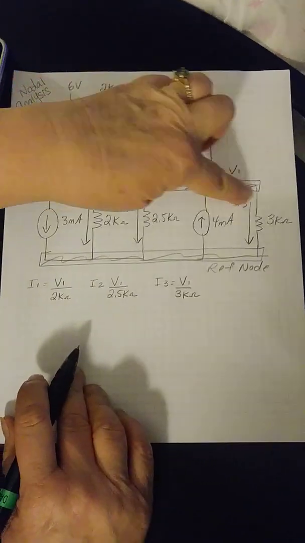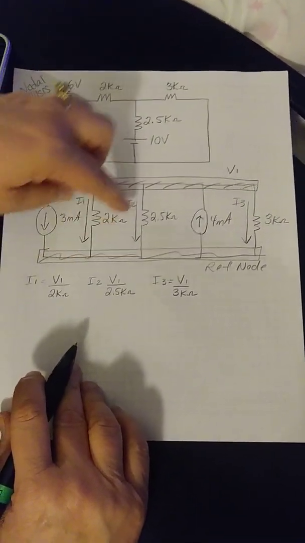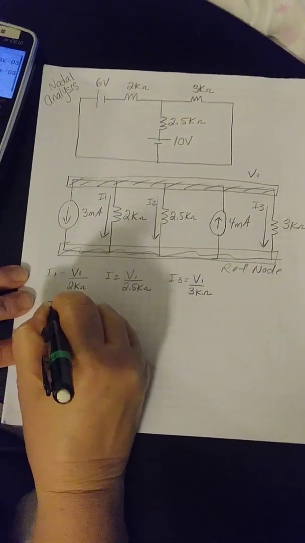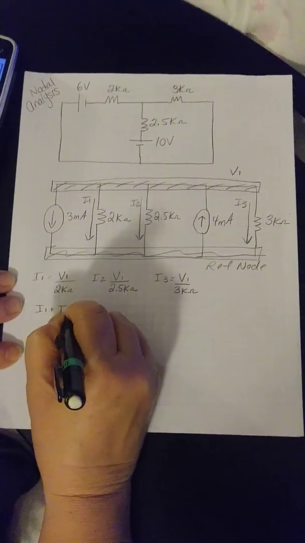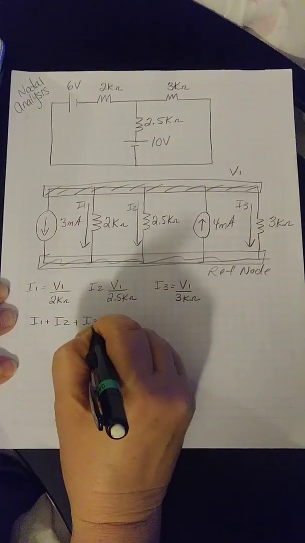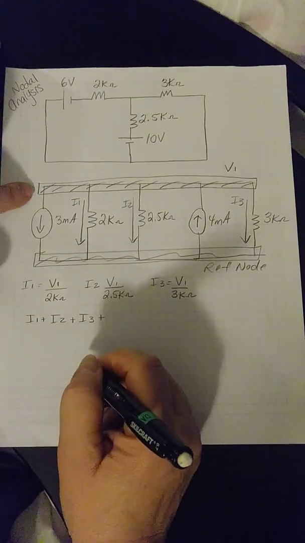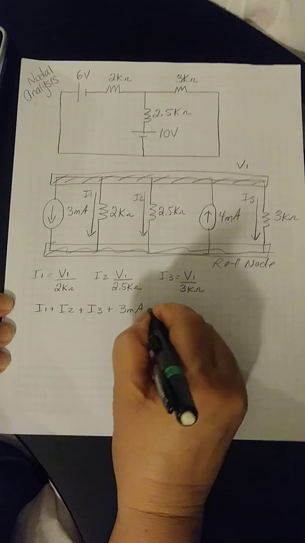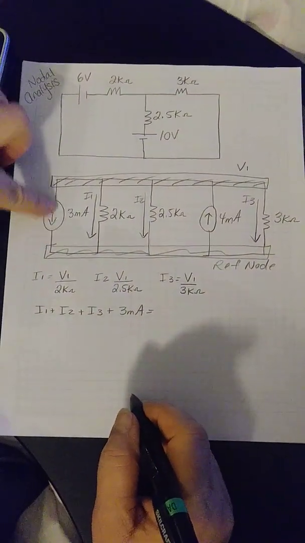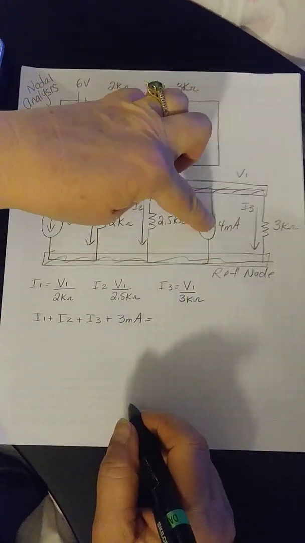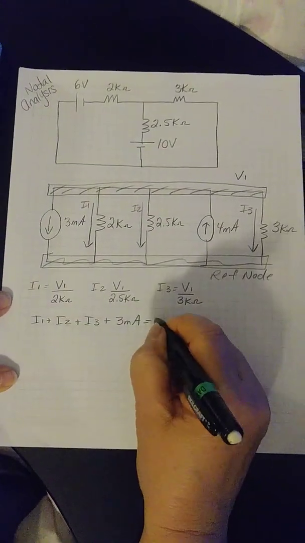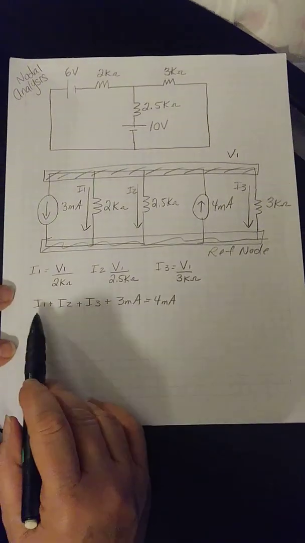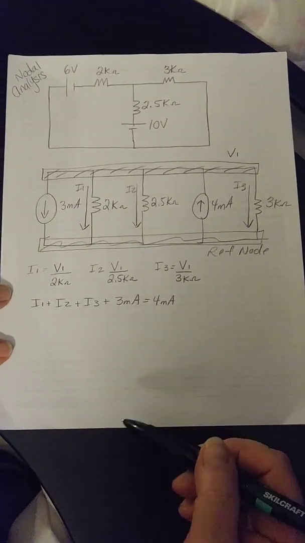So, looking at just this node, what's leaving this node? Well, you could say I1 is leaving, plus I2 is leaving, plus I3 is leaving, plus 3 milliamps is leaving, equals what is entering this node. So what's going into that area? The only thing I see is 4 milliamps. So 4 milliamps.